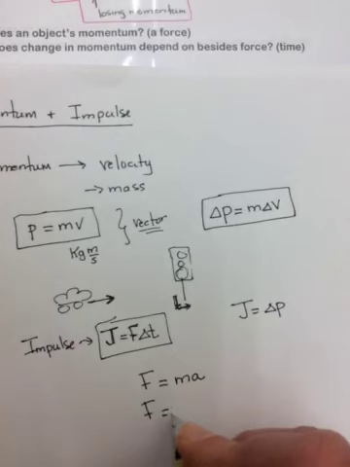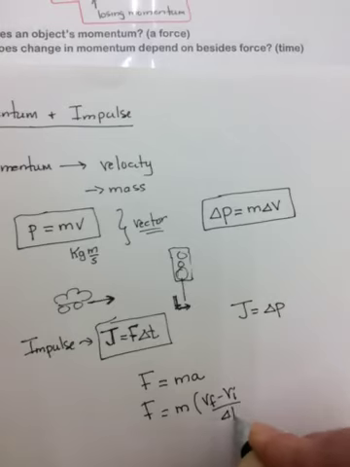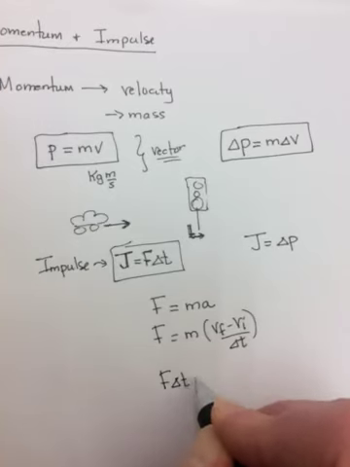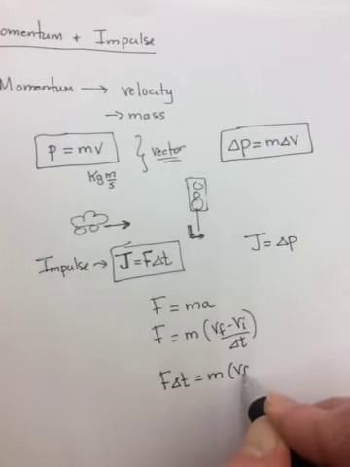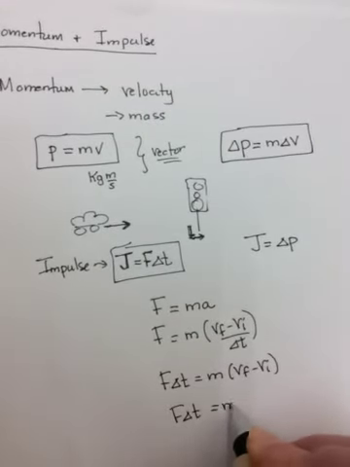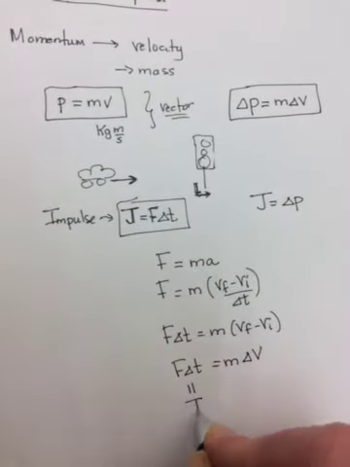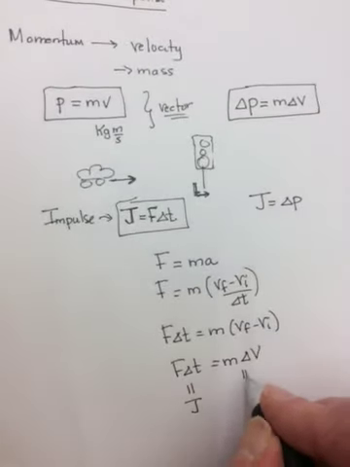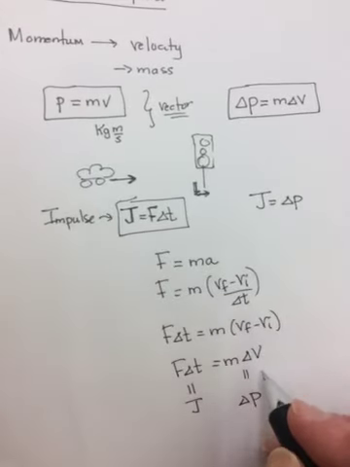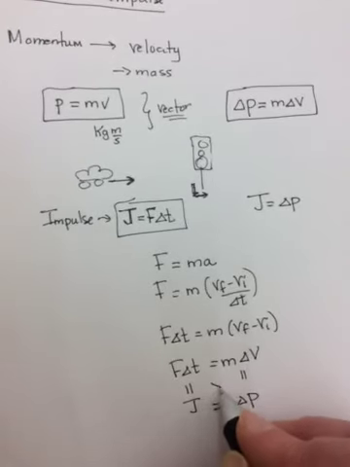Because we know that a is simply Vf minus Vi over delta T. And if we multiply both sides by delta T, then we get F delta T equals m times (Vf minus Vi). Vf minus Vi is just delta V. So we have F delta T is equal to m delta V. The F delta T is our impulse, it's J. The m delta V is our change in momentum, delta P. So if J is equal to F delta T and F delta T is equal to m delta V and m delta V is equal to delta P, then they all must be equal to each other.